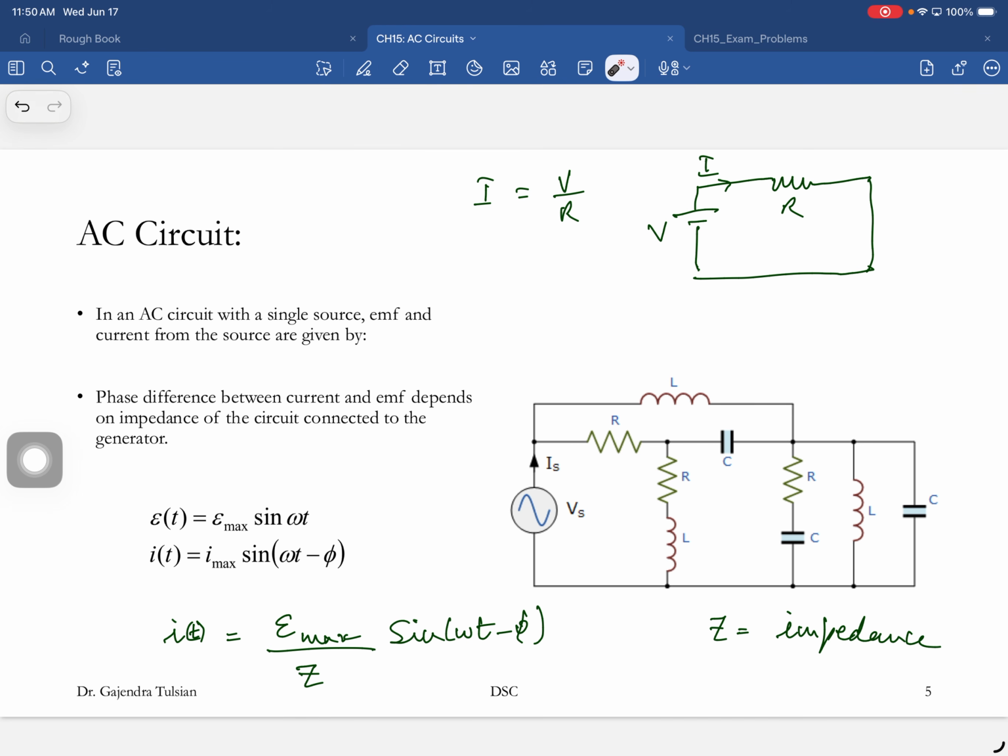Okay, so that's one of the things we want to find. Here is your circuit, and what is the impedance of this circuit? Okay. Now we won't do it for this one. We'll do it for some simple cases, but that's the generalized term.